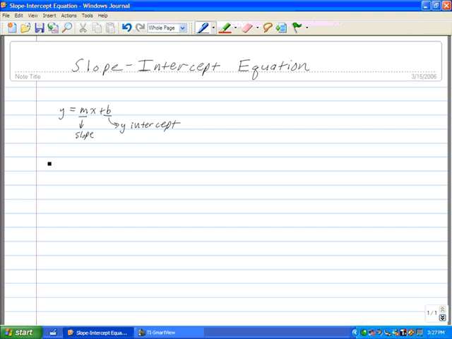For example, if I had y equaling 2x minus 3, I can quickly look at this and see that since the coefficient of the x is 2, then the slope of this line is 2, and the y-intercept would be at negative 3. This can easily be verified by graphing.